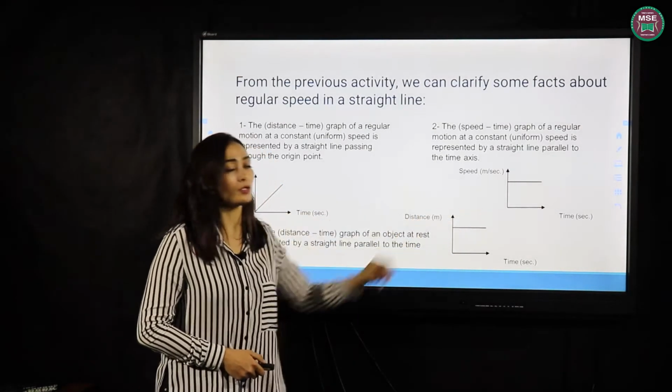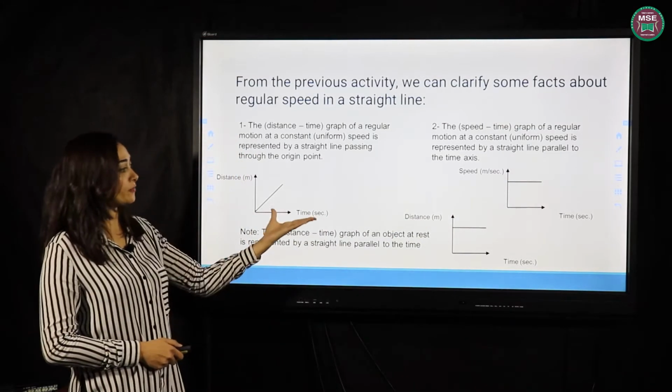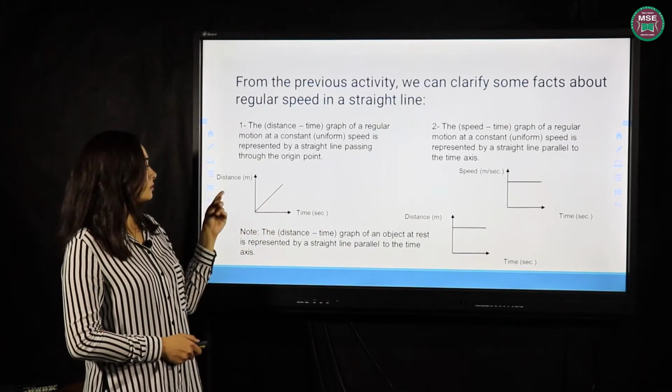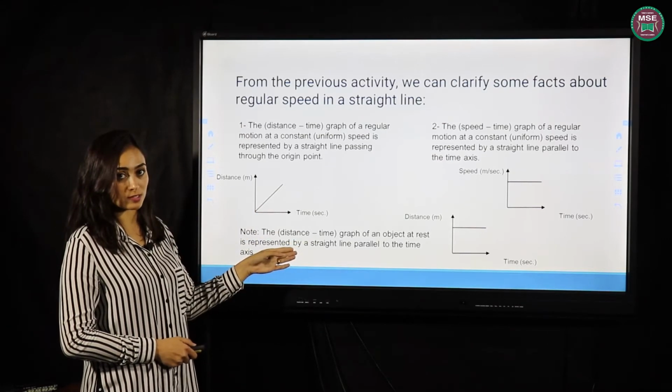Speed and time, uniform speed. So we have three graphs: distance and time, speed and time for regular speed, and body at rest.